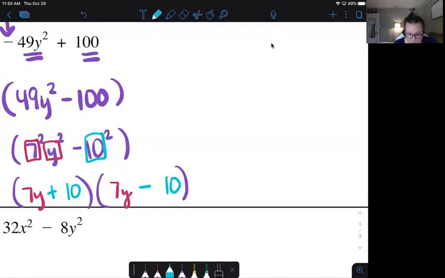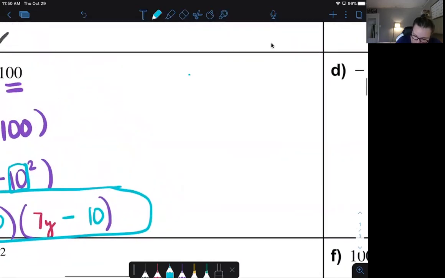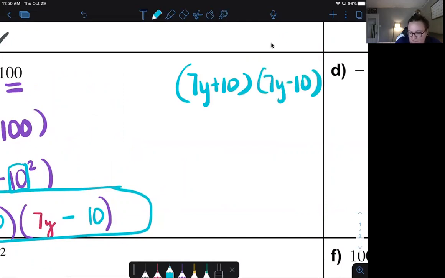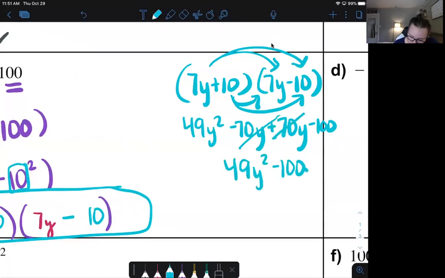So let's see if we're correct. So 7y plus 10 times 7y minus 10. Well, 7y times 7y would be 49y squared. 7y times negative 10 would be negative 70y. 10 times 7y is positive 70y. And 10 times negative 10 is negative 100. Well, what happens to those middle terms? They're the same. One's positive, one's negative. So they completely cancel. We're left with 49y squared minus 100. So we know we're correct.